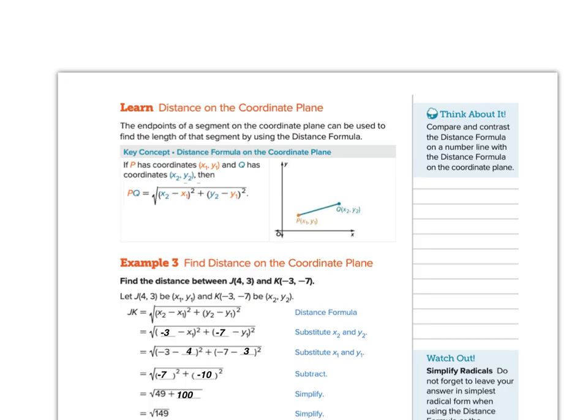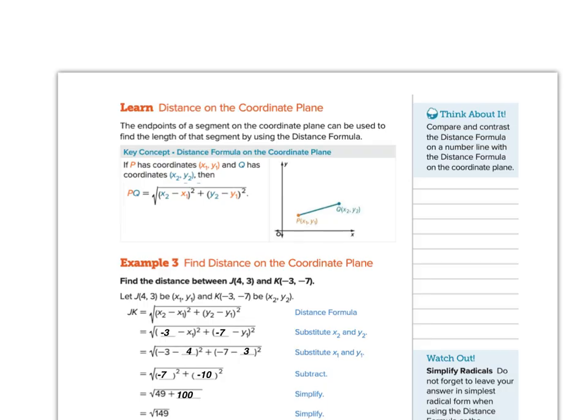Distance formula. Now, we're going to use the distance formula for the rest of this course. So we're learning it now. You've probably been exposed to it in the past, but we will continue to use the distance formula from now until the last day of this class, and you will use it in future math classes. So the distance on the coordinate plane: the endpoints of a segment on a coordinate plane can be used to find the length of that segment by using the distance formula.